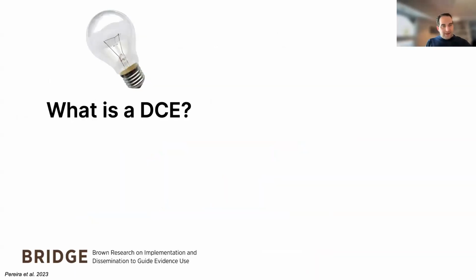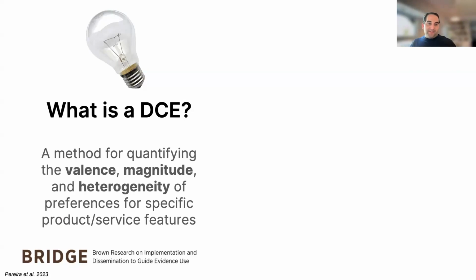So we've now talked a little bit about choice-based conjoint methods. One of the most popular forms of a choice-based conjoint exercise is called the discrete choice experiment, or DCE. This is going to be the focus of a lot of today's presentation since it's one of the most popular applications of CBC methods. What we mean by DCEs are methods for quantifying the valence, so the direction, the magnitude or the strength, and heterogeneity of preferences for specific product or service features.